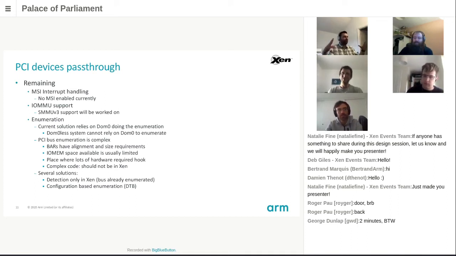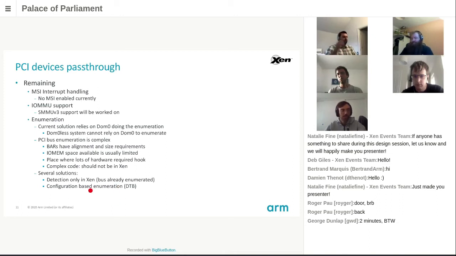Let's try to sum up, or at least take a status. This will be an ongoing discussion. For now, there is a problem with enumeration. Definitely, we identified it. Right now, our code is relying on Linux doing it, which works. And we know that we need to find a solution so that we have a Dom0-less system working.